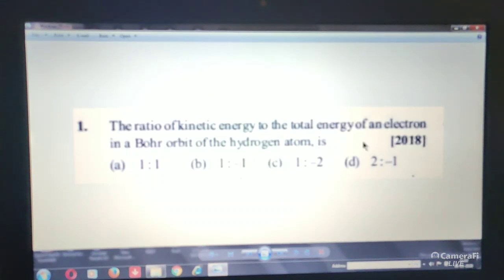We are going to discuss, in NEET 12th standard, the atoms lesson.